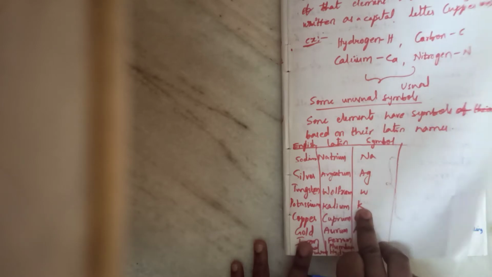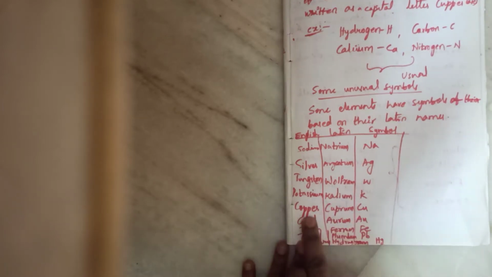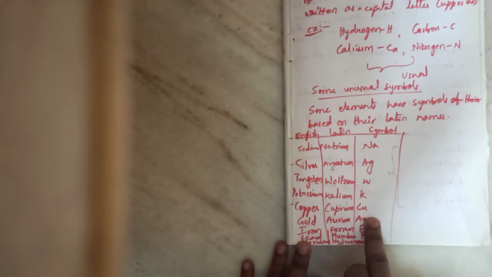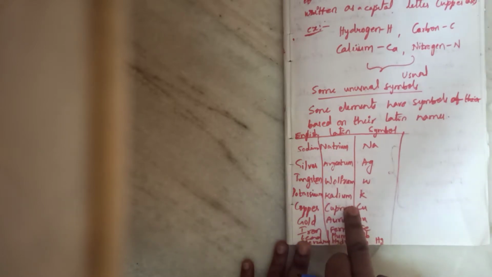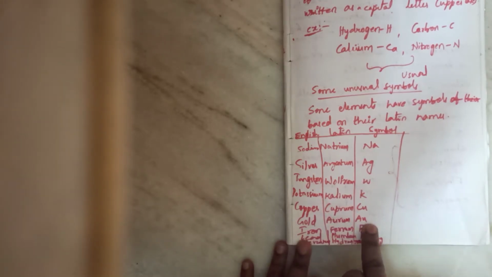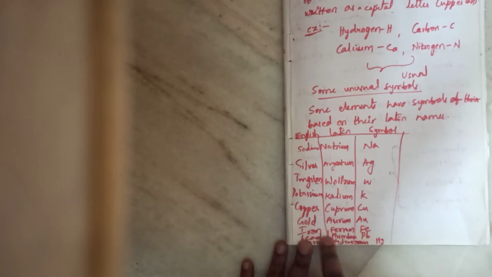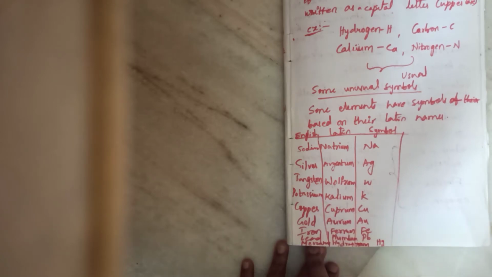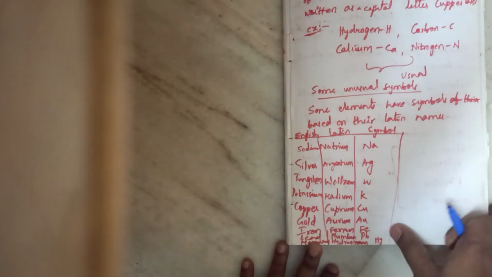Potassium is called kalium in Latin, so that's why the potassium symbol is K. Copper is cuprum, Cu, which is from a Latin word. Gold is aurum in Latin, that's why its symbol is Au. Iron is ferrum, Fe; lead is plumbum, Pb; mercury is hydrargyrum, Hg. So some are unusual symbols because of Latin names.